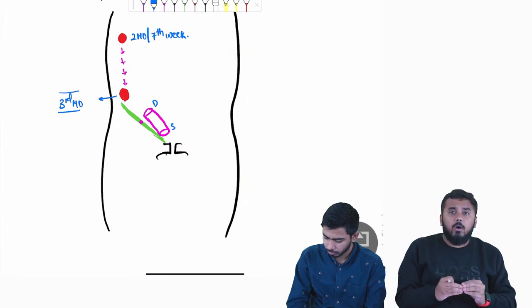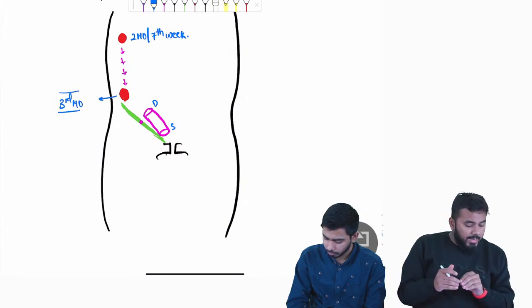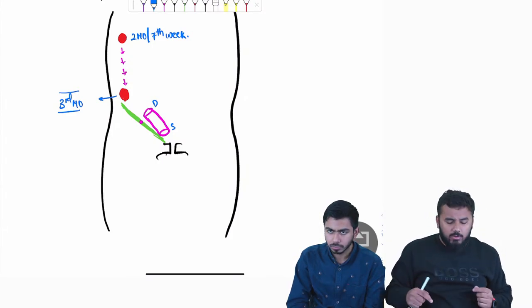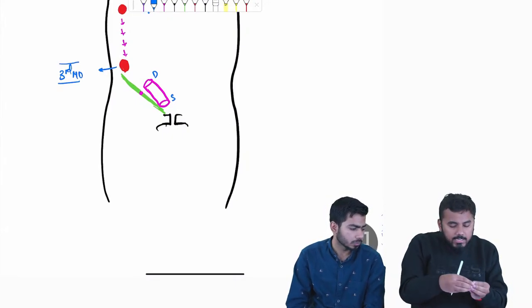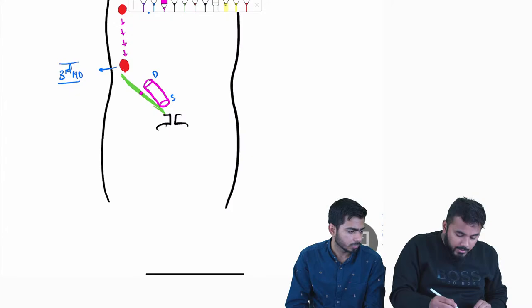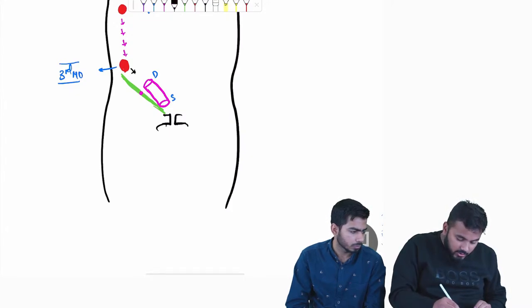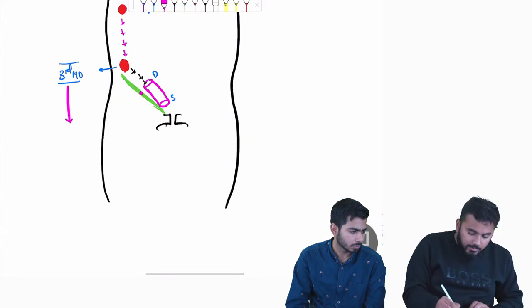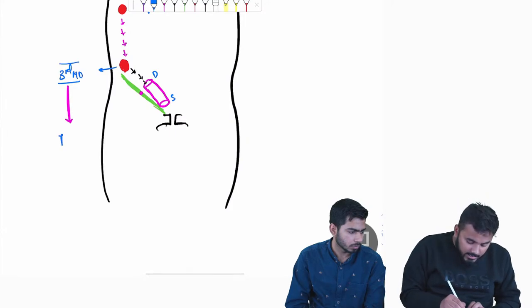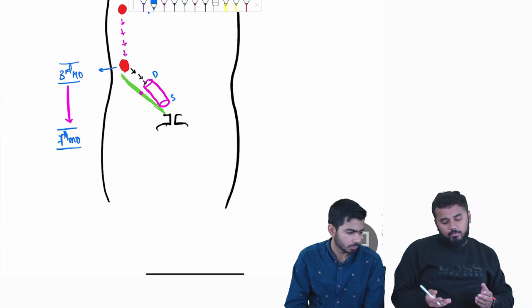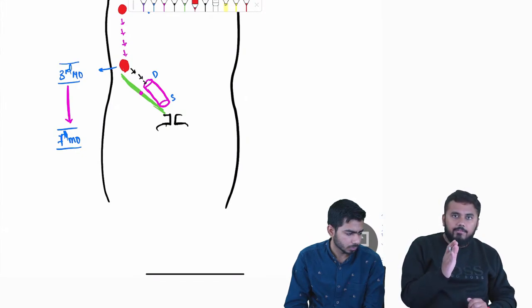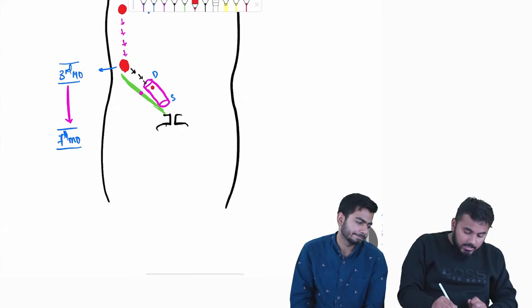Now, after descending down, at which week of development will the testis enter into the inguinal canal? You know, the testis will enter into the inguinal canal. So at which week, come on? That would be your seventh month. At which month of development? That would be the seventh month. So finally, after 7 months, right now, your testis is in the inguinal canal.